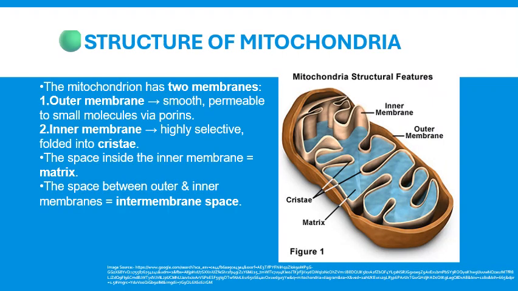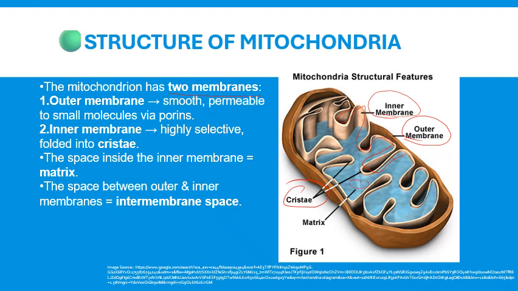Then coming to the structure of mitochondria. As we read, it's a two-membrane or double membrane structure. It has one membrane outside, that is the outer membrane, and it has an inner membrane as well. Now this inner membrane has inward foldings. You can see these inward foldings. These inward foldings are known as cristae.